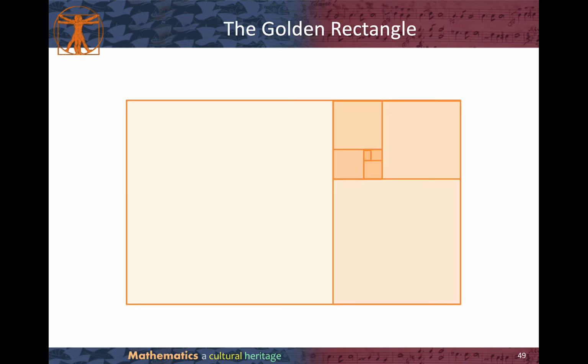So we can construct many golden rectangles. We see that in the middle, we have our square and our rectangle. Having this rectangle, we can construct another square here. So then here is another golden rectangle. And then we construct another square here, and so on. Then we will have many golden rectangles.